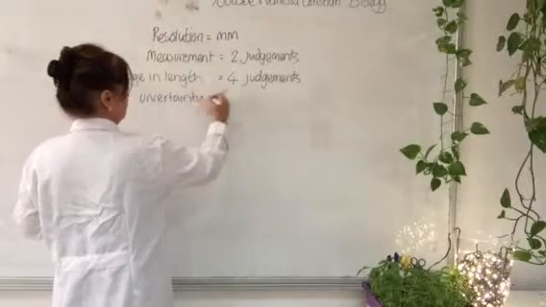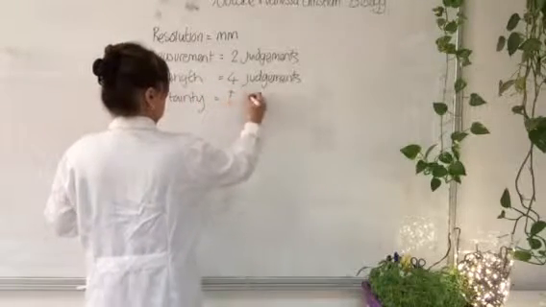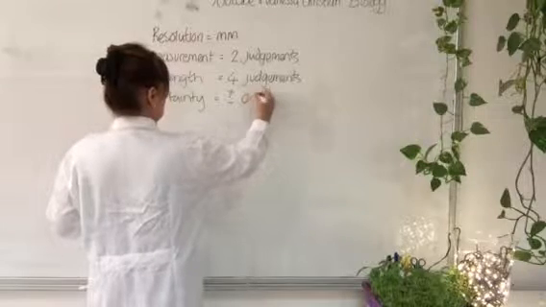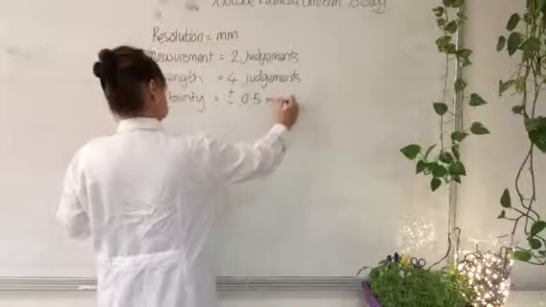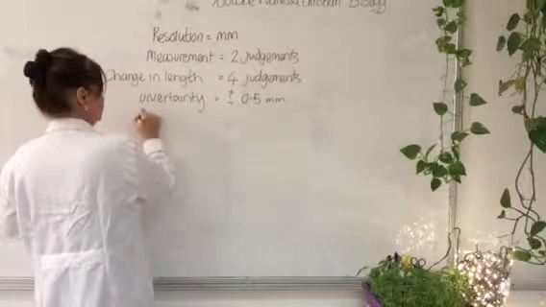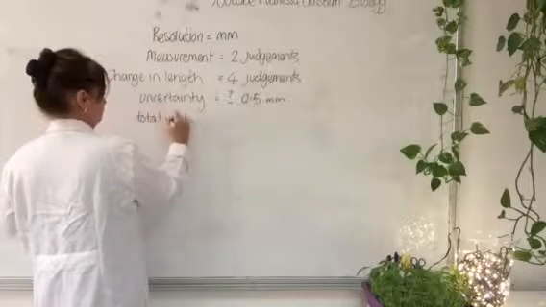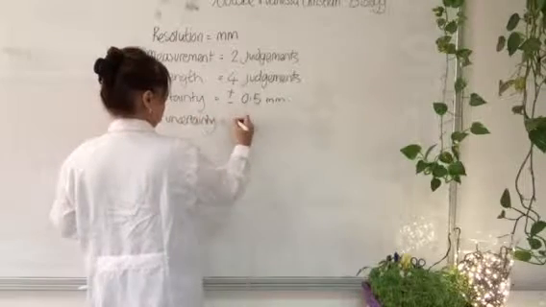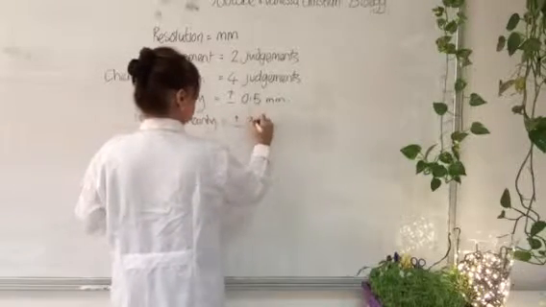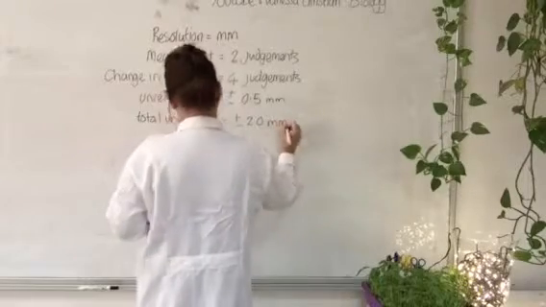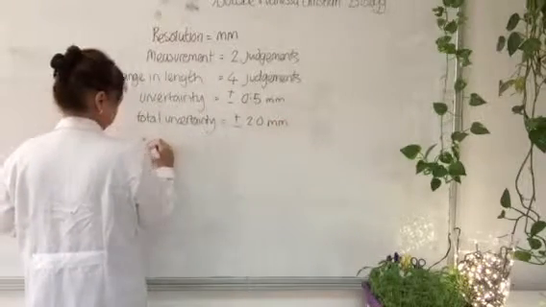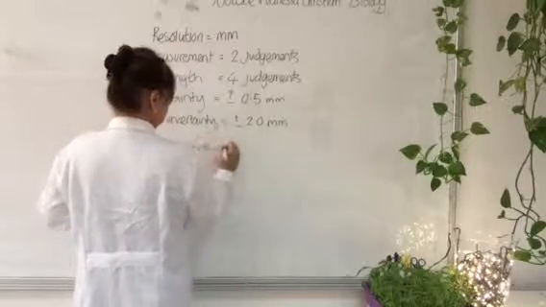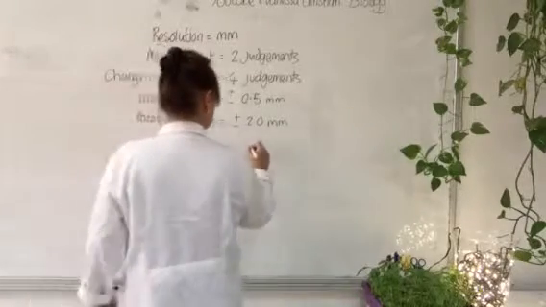Our measurement before used 2 judgments, and then our measurement afterwards used 2 judgments. So in total, we've got 4 judgments to be made. Because our resolution was 1 millimetre, the uncertainty for each judgment is plus or minus 0.5. So our total uncertainty is 4 lots of 0.5. In other words, it's plus or minus 2 millimetres. Again, that uncertainty stays with the instrument for that procedure.